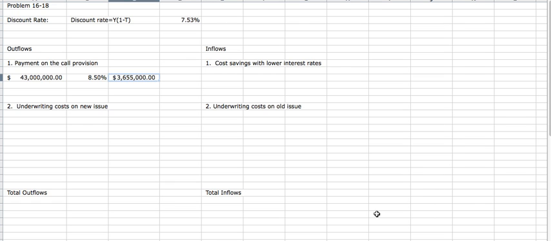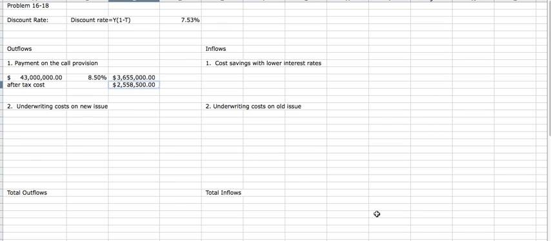We're going to be able to write off this expense from a tax standpoint. So the next thing we need to do is calculate this number times 1 minus the tax rate, because this will be our actual after-tax cost on that call provision. So that's an outflow. That's our actual cash outflow after taxes are taken into consideration.